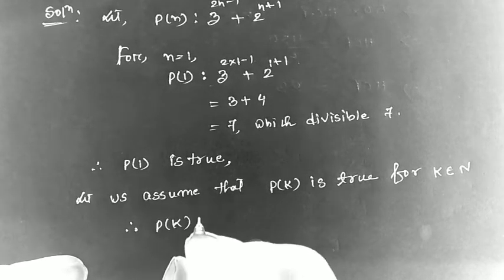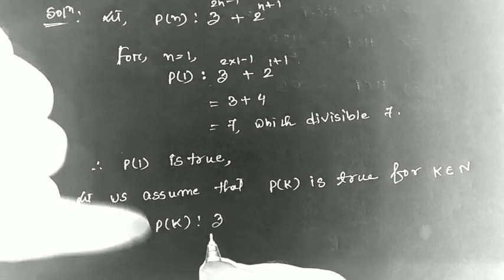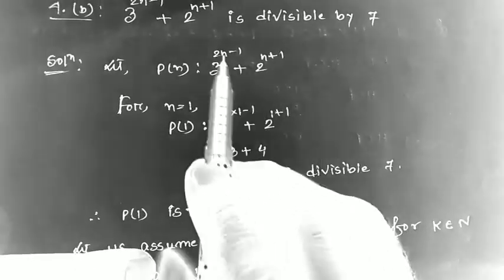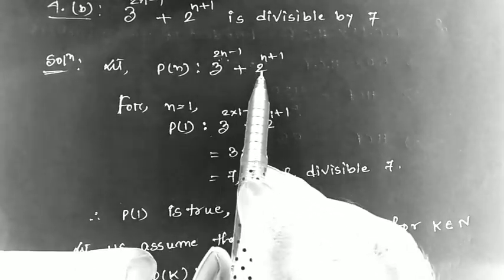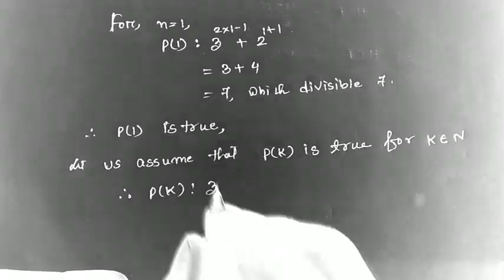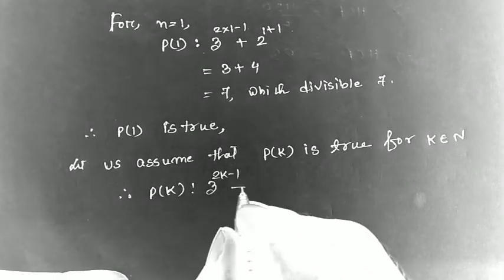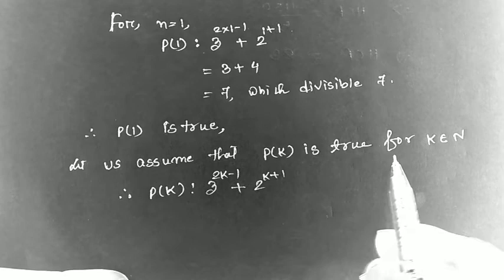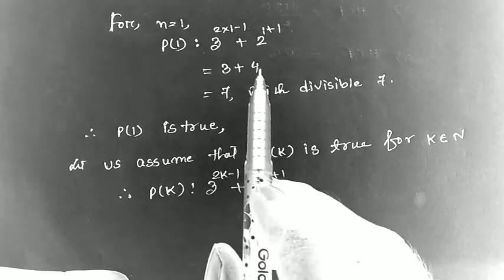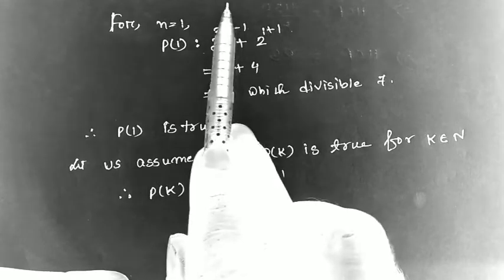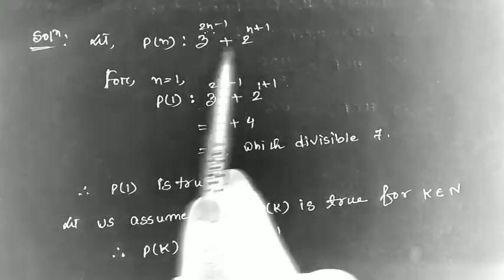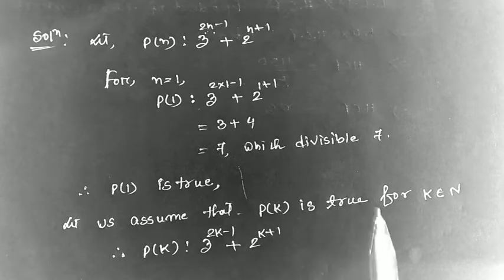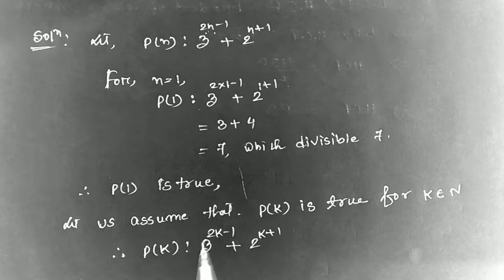Pk will be like that: n will be replaced by k, here 3 to the power 2n is there, so 3 to the power 2k minus 1 plus 2 to the power k plus 1. Since we have assumed that Pk is true, when we put the value k, the given expression is divisible by 7. Why is it divisible by 7? Because we have assumed that it is true, already true, it is assumed. So this thing is divisible by 7.